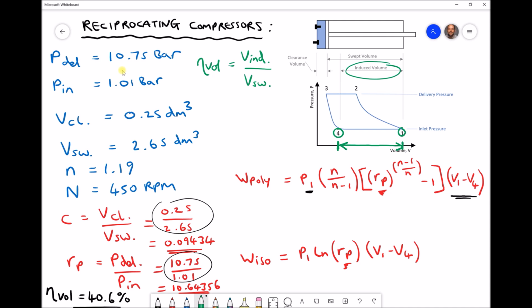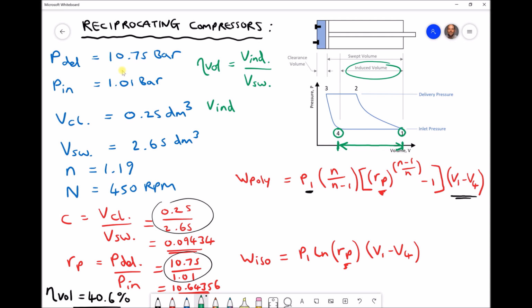So now we can see the significance of our volumetric efficiency because it's telling us how close our induced volume is to our swept volume. In this instance, we have a volumetric efficiency of 40.6%. That means our induced volume, or the volume we're drawing into the cylinder, is only 40% of the swept volume. The other reason this is useful is because we can use this formula to determine our induced volume.